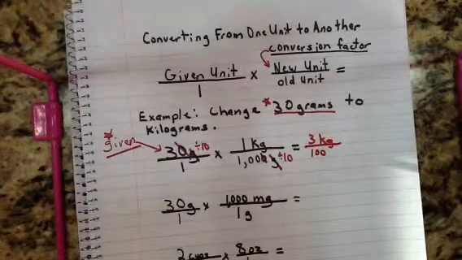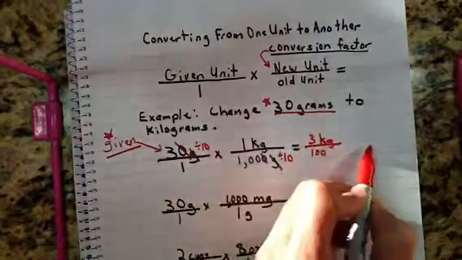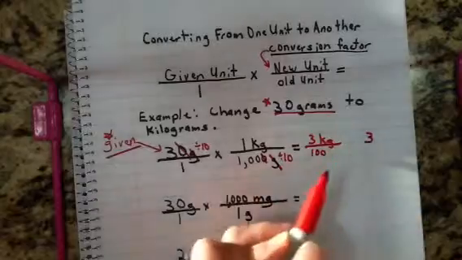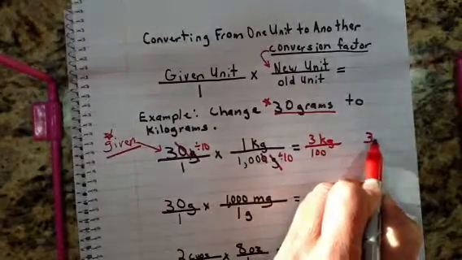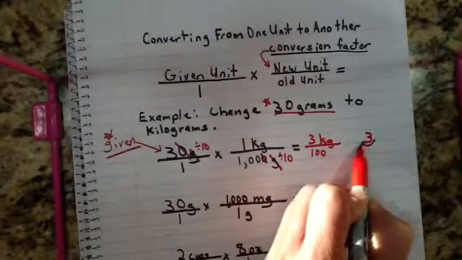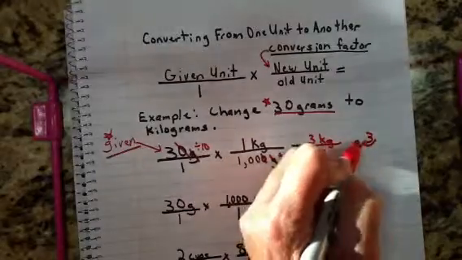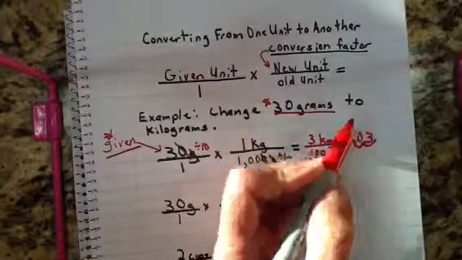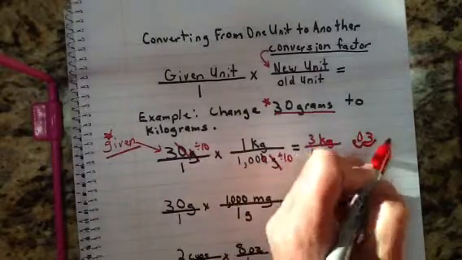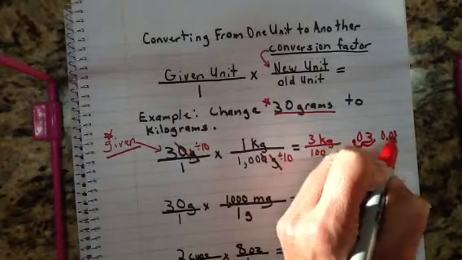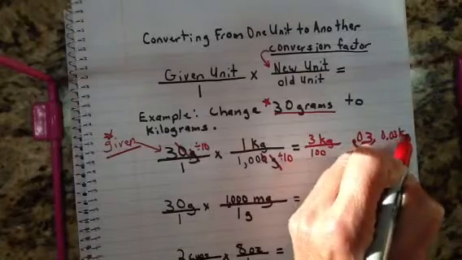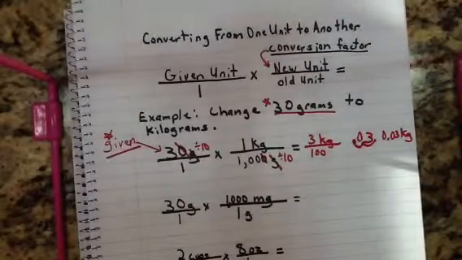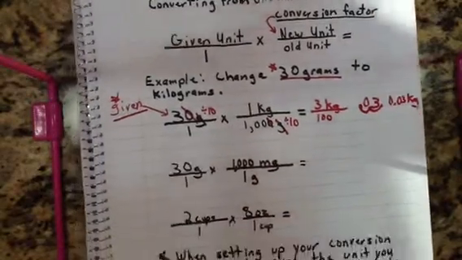Okay, and so yesterday you learned that if you have a 3 and you're dividing by 100, you make 2 moves to the left and fill in your 0. So my final answer is 0.03 kilograms. Okay, let's do another conversion.